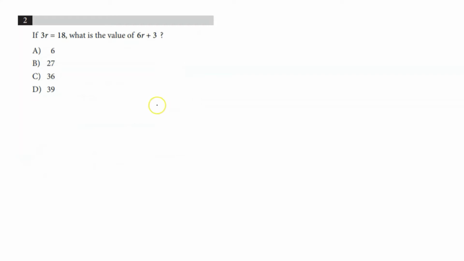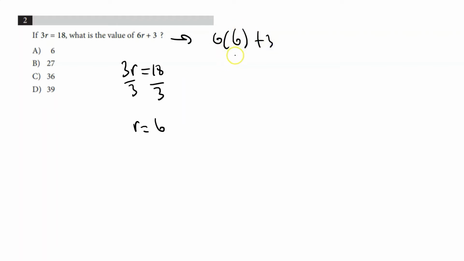Moving on to question 2. It says that if 3r equals 18, what is the value of 6r plus 3? So we have that 3r equals 18, and we want to solve for r, so we can divide by 3 on both sides. And we have that r equals 6. Plugging into this, we have that 6 times 6 plus 3. 6 times 6 is 36, plus 3 equals 39. Number 2 is D.